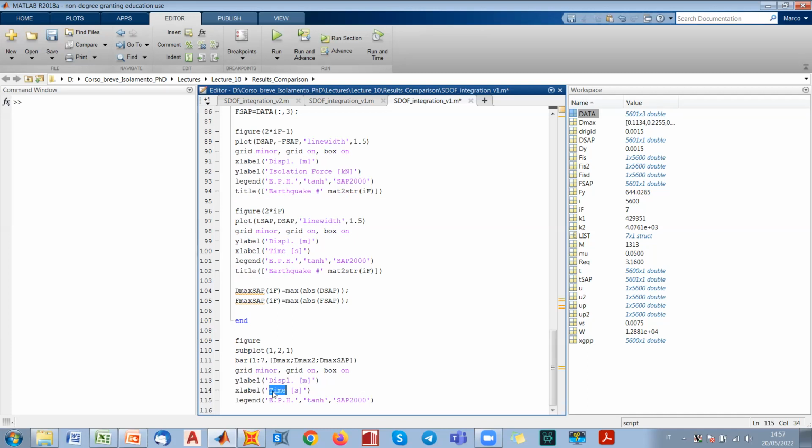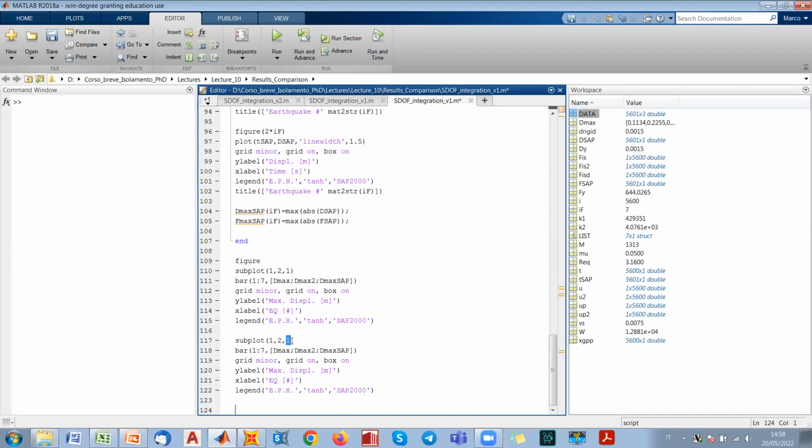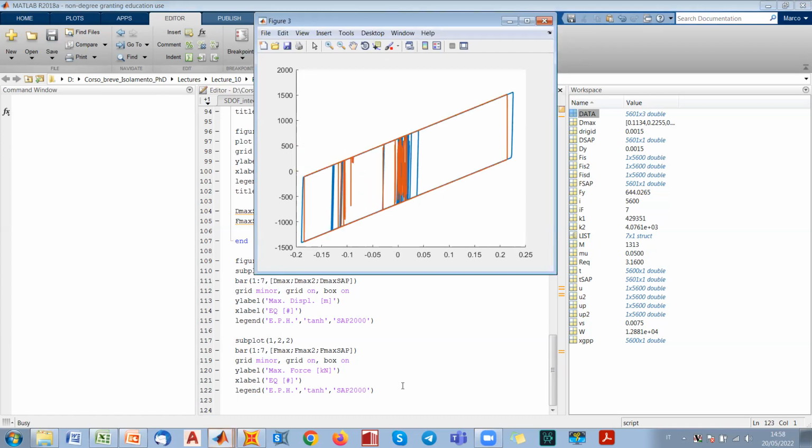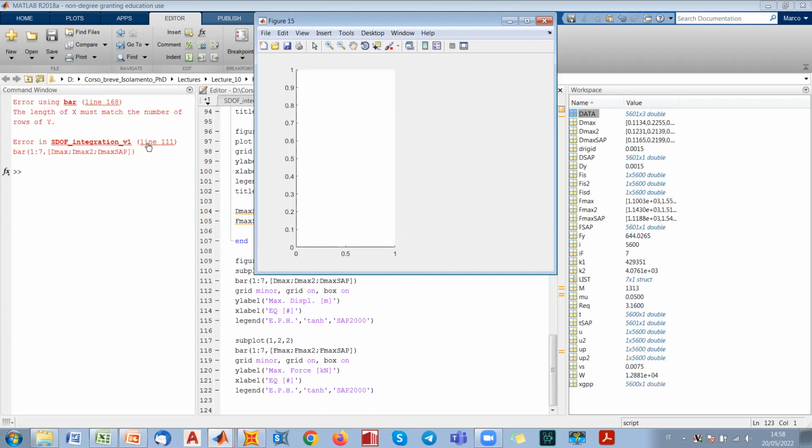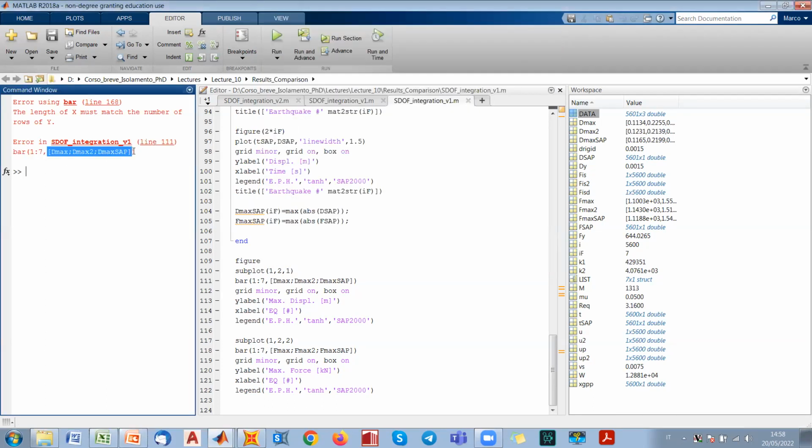We have earthquake on the axis, and this is maximum displacement. And then the same for the second subplot. Here we just have to change to F. This is F and this is F. Maximum force in kilonewton. So let's see what happens. Okay, generally it is like this. Let's check what happens if I compute this.